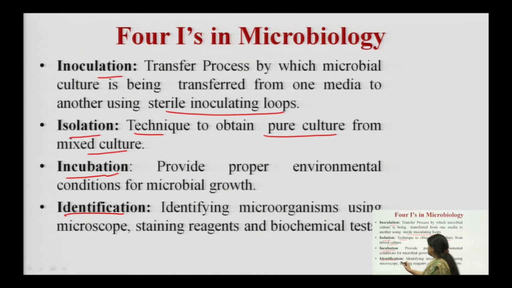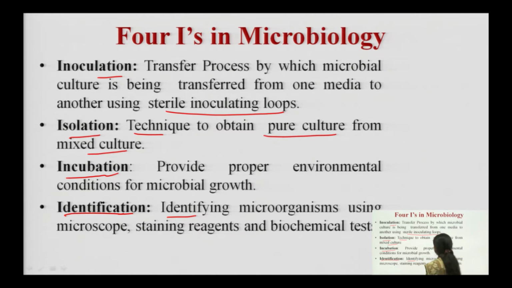After that comes the identification part. Now, how can we identify? The whole of microbiology revolves around these 4 I's: inoculation, the transfer process; isolation, where we come to know the techniques to obtain pure cultures; incubation, where we provide the environment in which those microorganisms can grow; and identification, the techniques by which we can identify those species, whatever pure cultures we have developed, whatever single species we have cultivated.